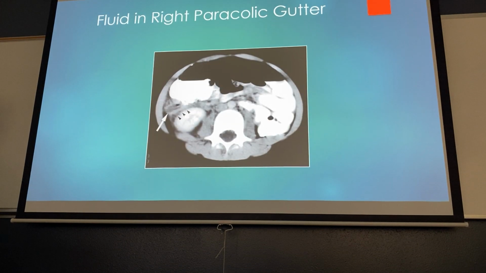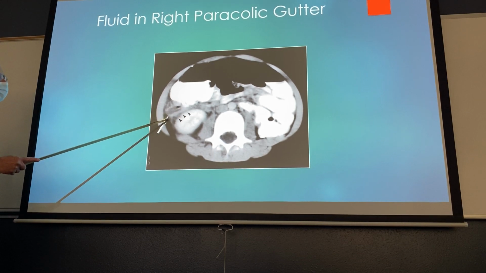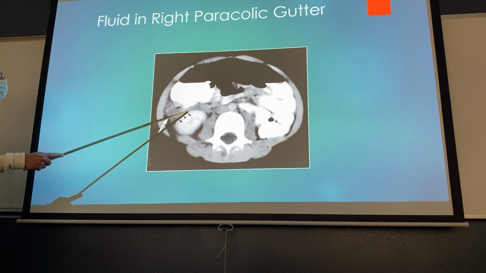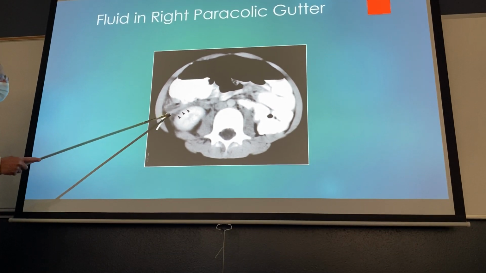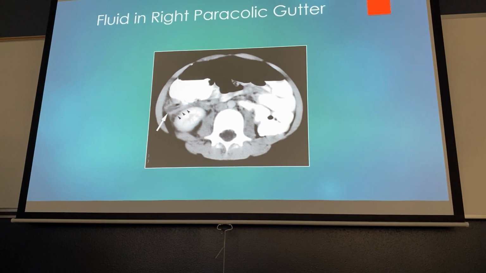Here's a CT scan with contrast media. Kind of hard to pick up right over here, but in the right colic gutter, you're having a buildup of fluid. Reason for it, we're not sure. It could be ascites from that perspective. It could be a small amount. It could be a tremendous amount of fluid.